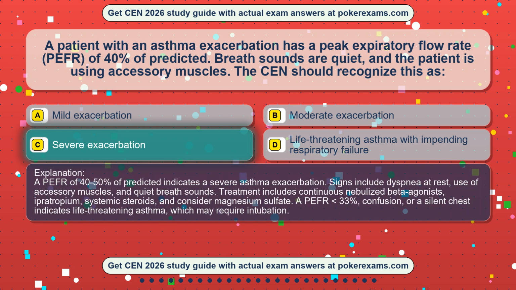A PEFR of 40 to 50% of predicted indicates a severe asthma exacerbation. Signs include dyspnea at rest, use of accessory muscles, and quiet breath sounds. Treatment includes continuous nebulized beta agonists, ipratropium, systemic steroids, and consider magnesium sulfate. A PEFR below 33%, confusion, or a silent chest indicates life-threatening asthma, which may require intubation.